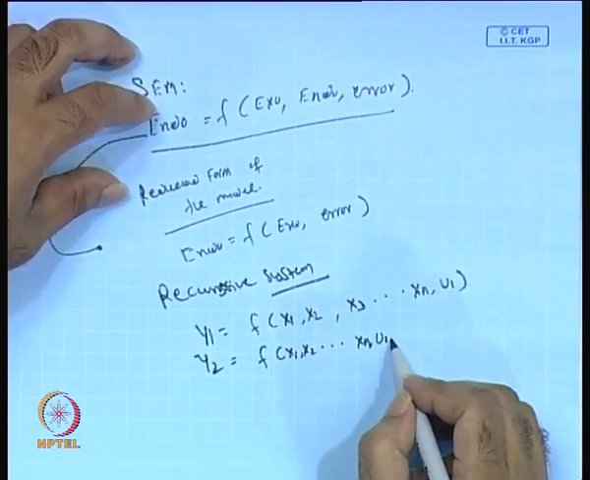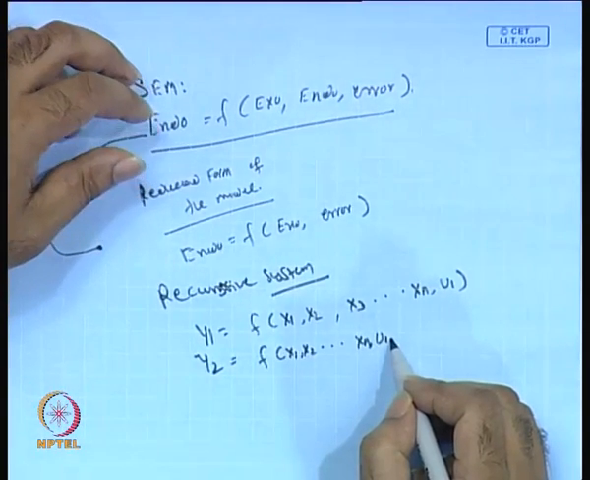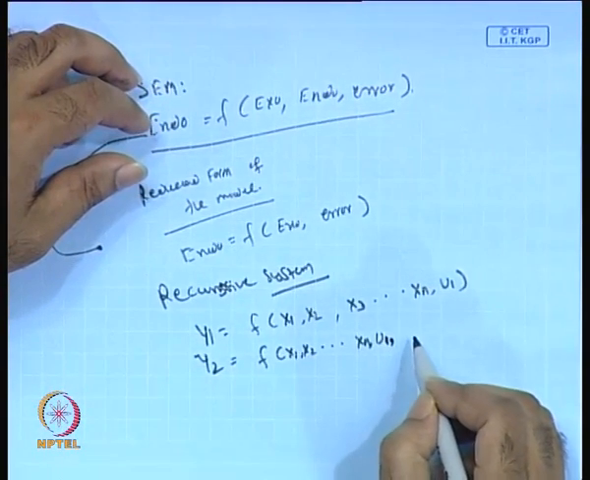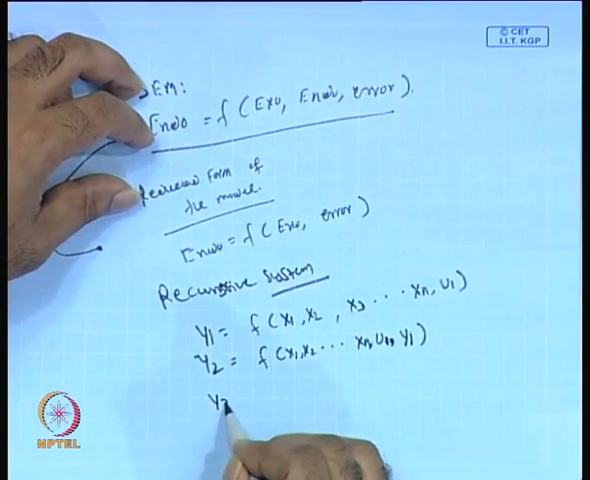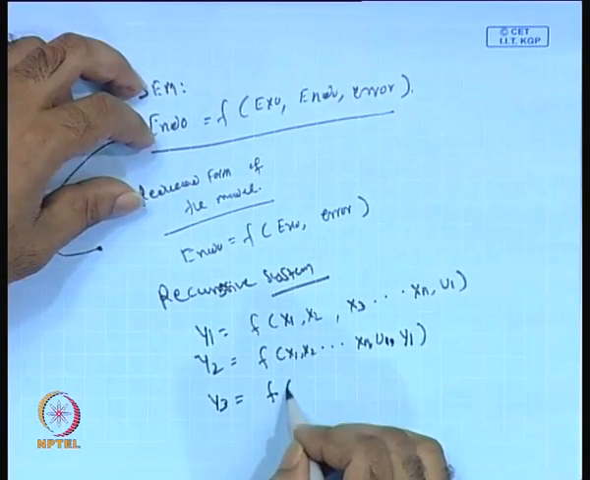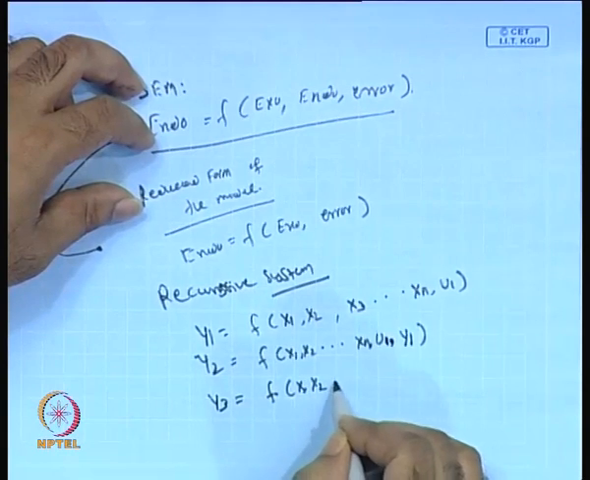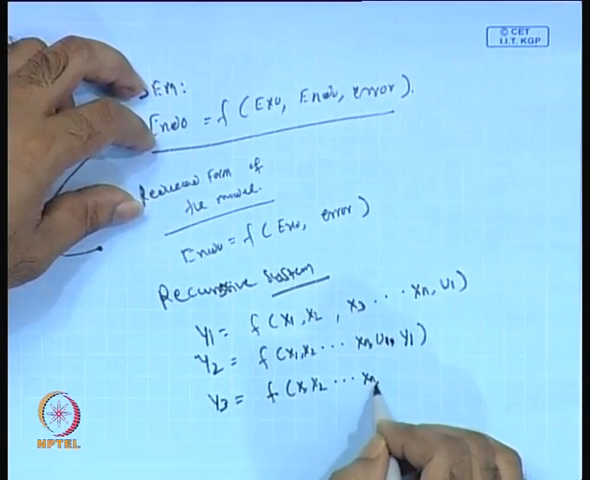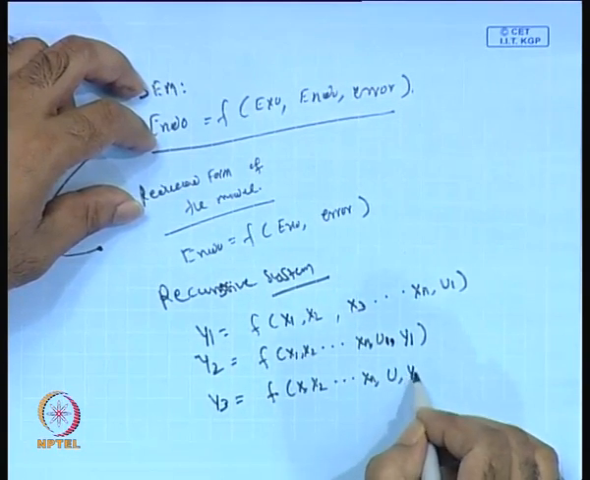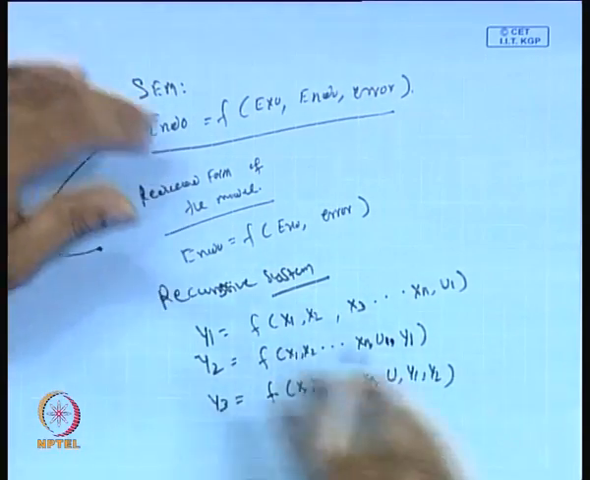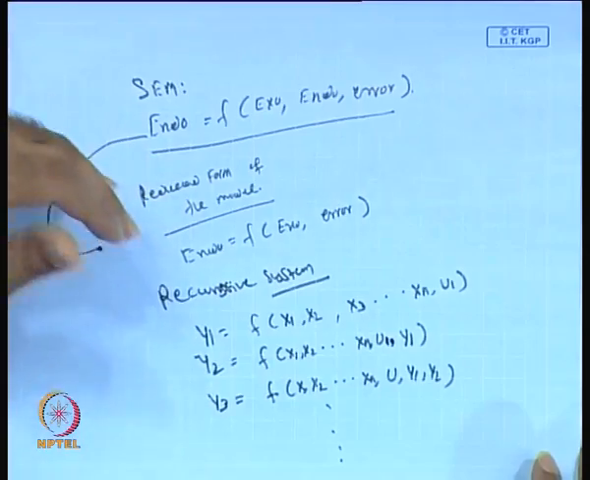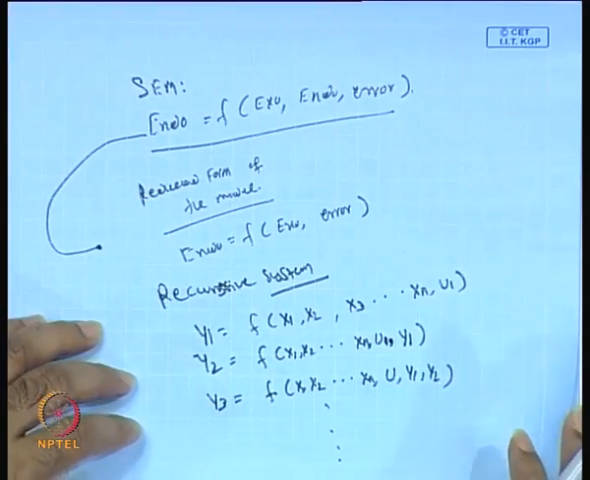In the second equation, y2 equals a function of x1, x2 up to xn, plus the error term u2, then the first endogenous variable y1. In the third case, y3 equals a function of x1, x2 up to xn, plus u3, then y1, then y2. This is how it has to be increased subsequently.